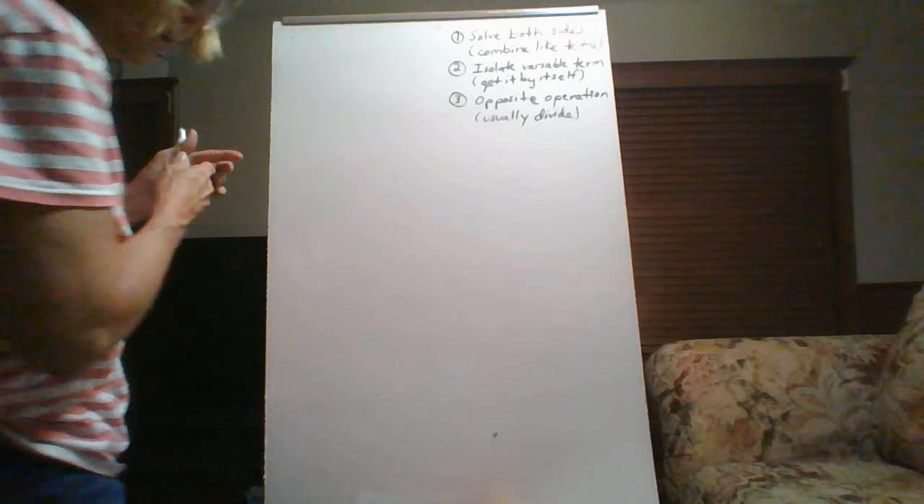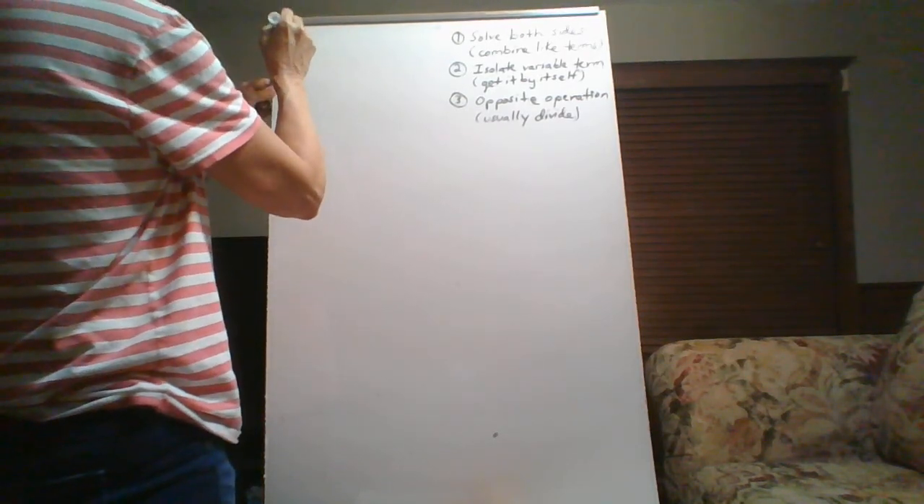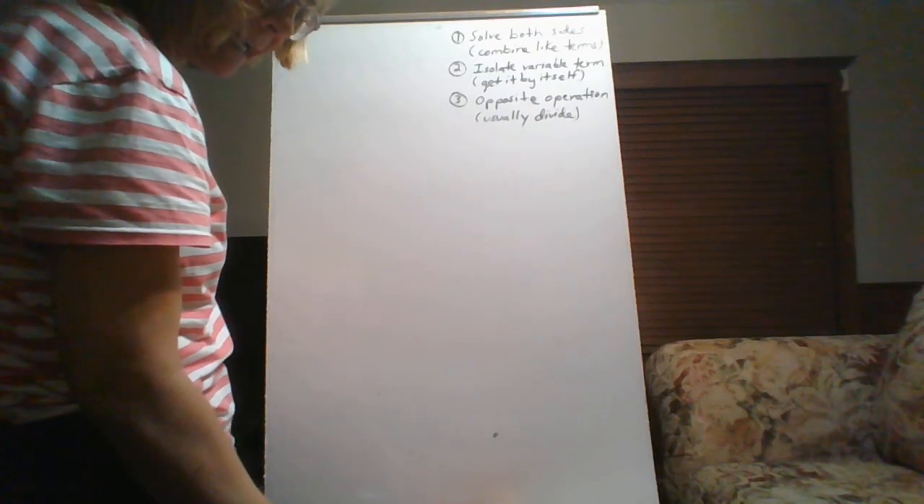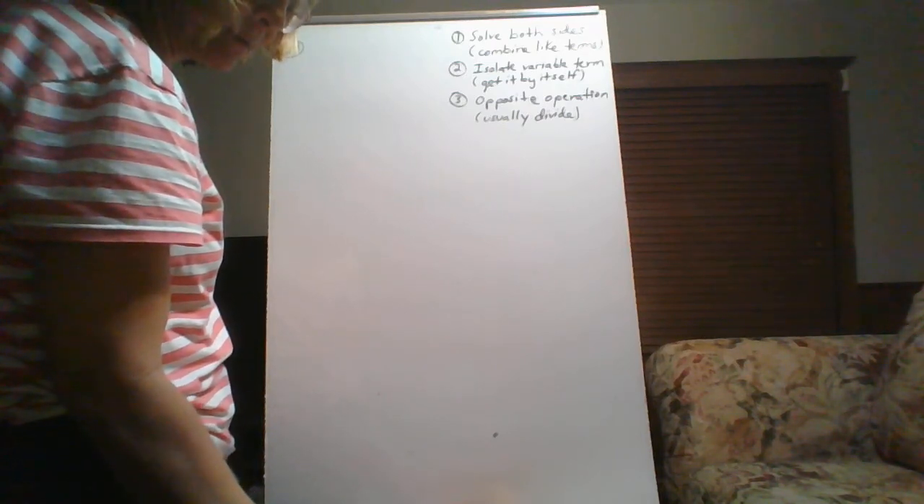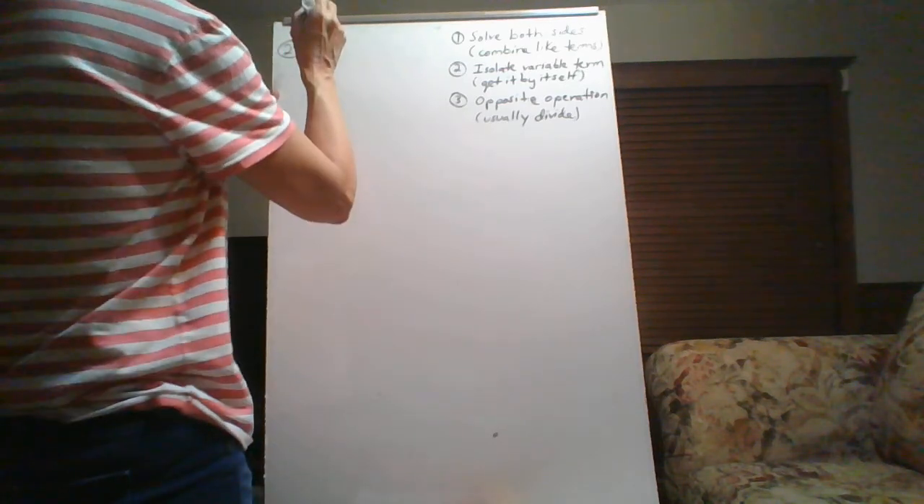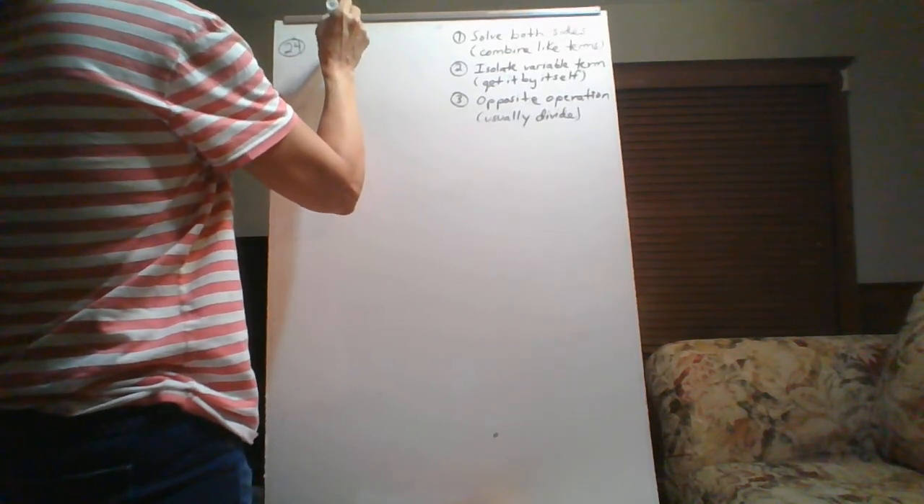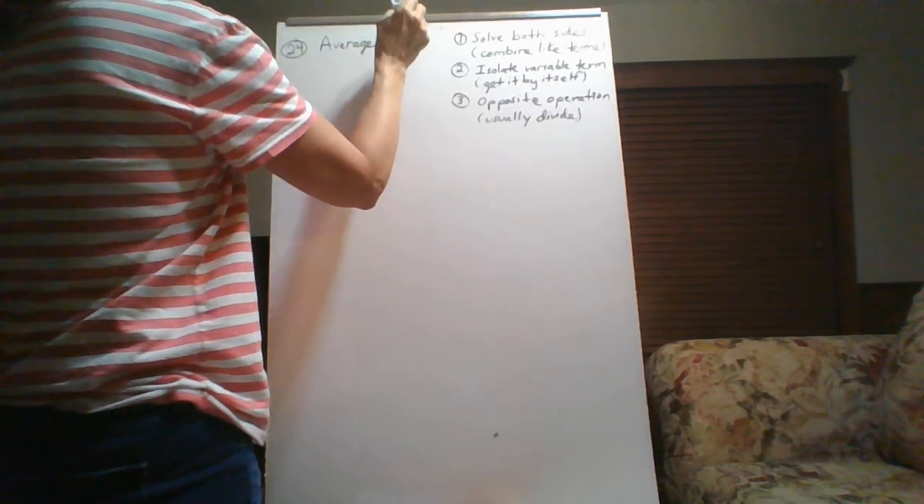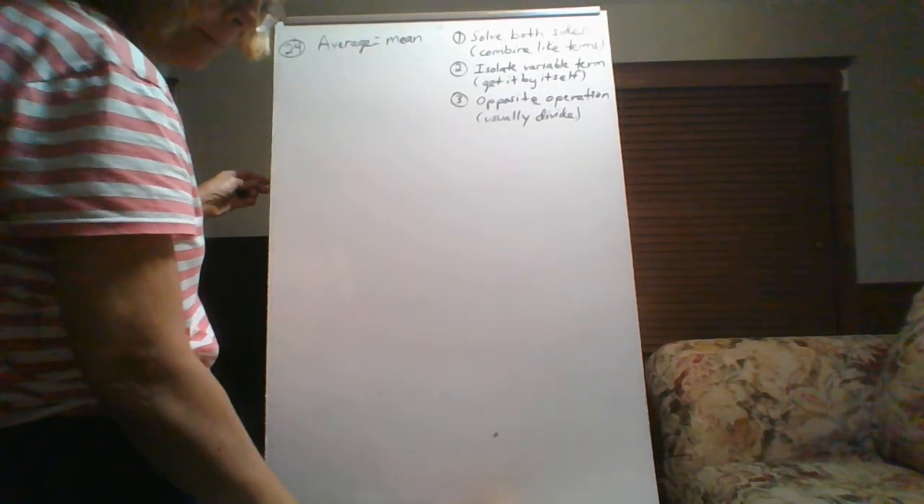All right, so now we're on number 24. It says the average of 4 numbers is 8. If the sum of 3 of the numbers is 22, what is the value of the remaining number? Okay, remember that the average is the same thing as the mean. And I've given you the formula for the mean.